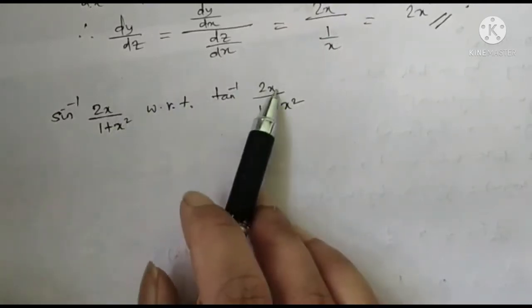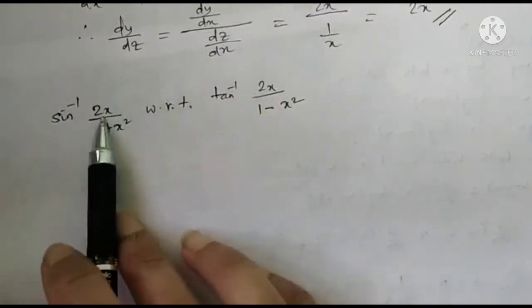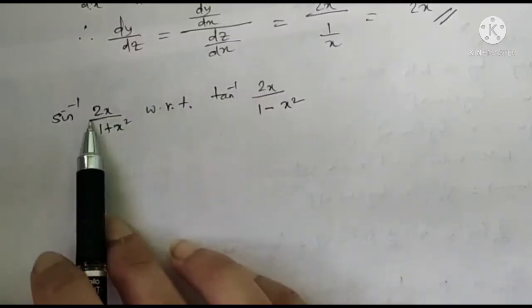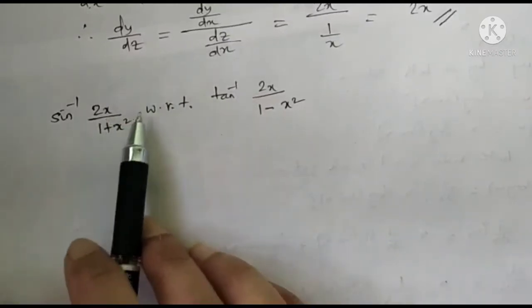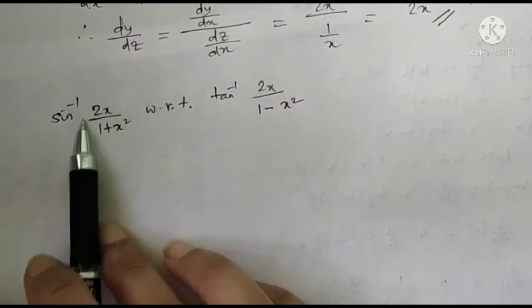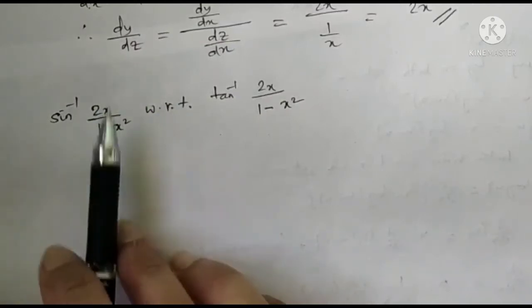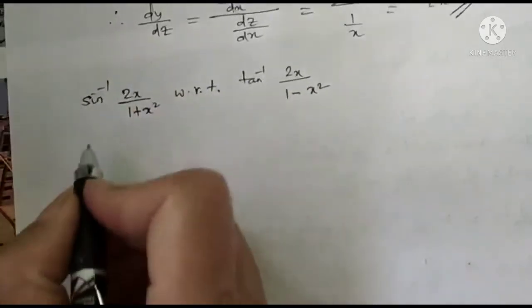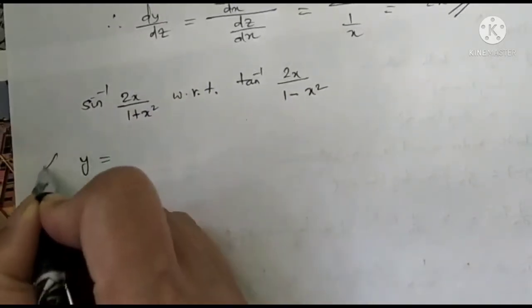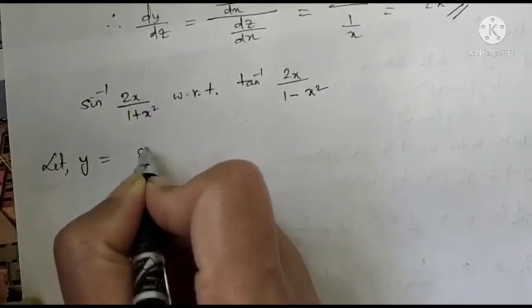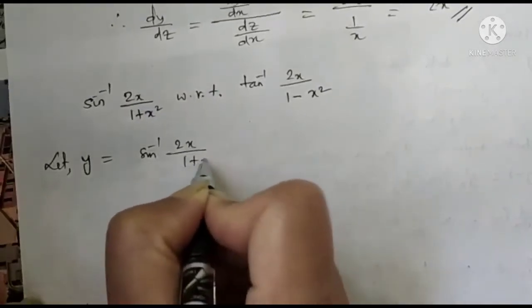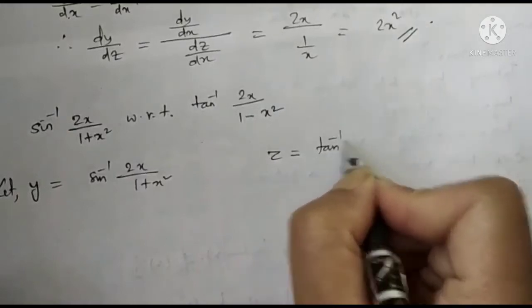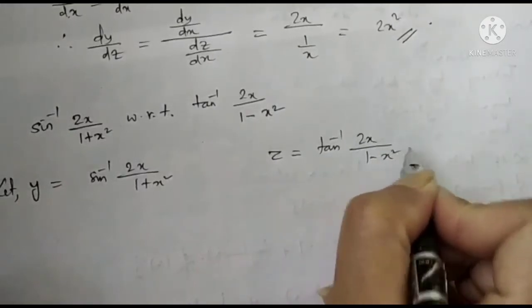Now you can see over here that these two are a little complicated kind of functions. They are inverse circular functions, but again in the angle part you have a complication, right? So we need to do something about it. But before that, let me assign y and z to these two functions. I will suppose let y equal to sine inverse 2x by 1 plus x square. And this side I'll write z equals to tan inverse 2x by 1 minus x square.